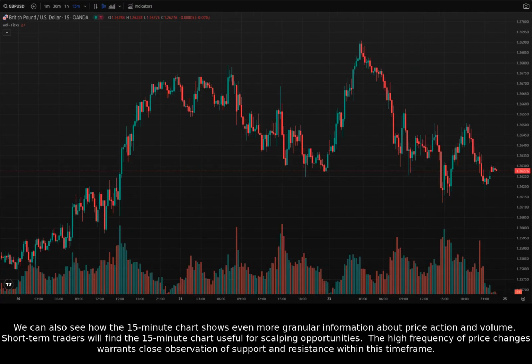We can also see how the 15-minute chart shows even more granular information about price action and volume. Short-term traders will find the 15-minute chart useful for scalping opportunities. The high frequency of price changes warrants close observation of support and resistance within this time frame.